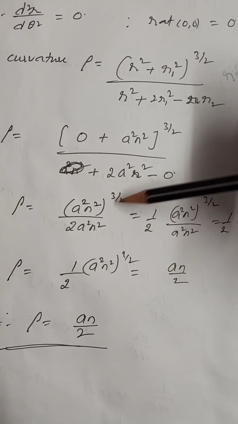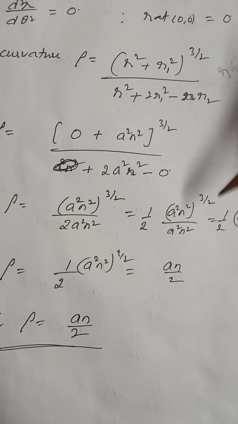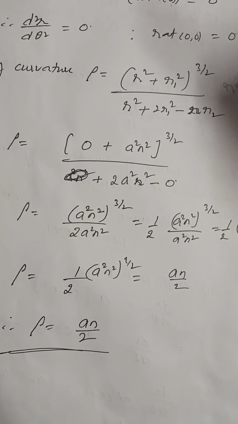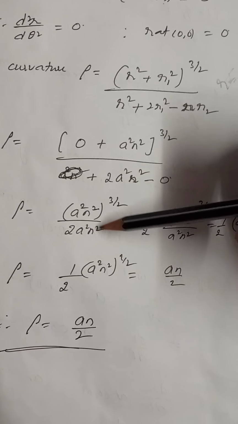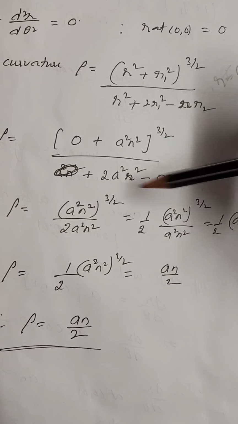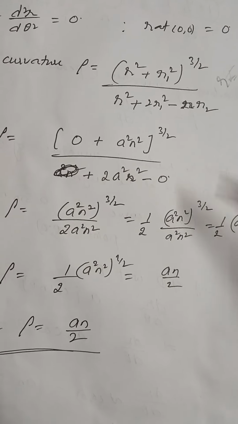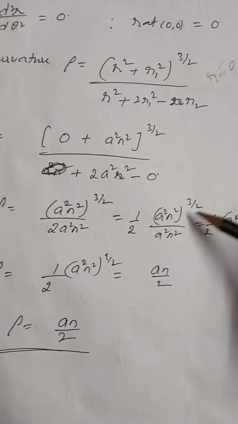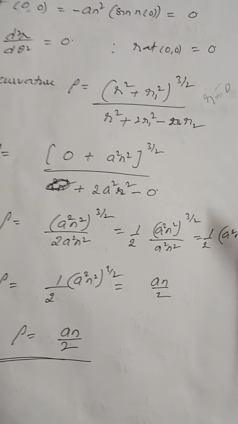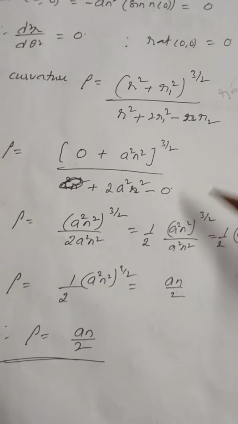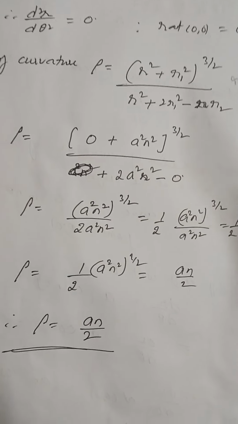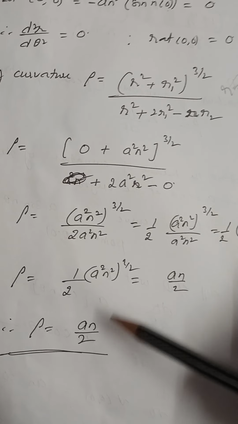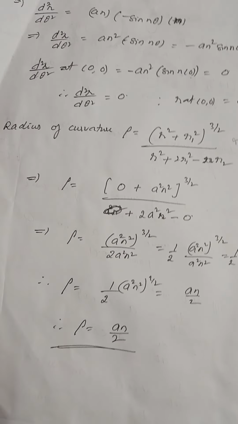See here, a square n square power gets cancelled here. That means a cube n cube, or else you transpose this denominator to numerator, that means it becomes a square n square whole to the power of minus 1. By applying a power m into a power n is a power m plus n formula, you will get this result, right? That rho is equal to a into n by 2. This is the radius of curvature.